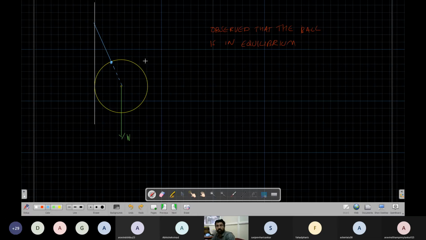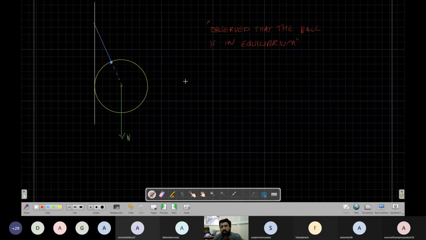Now this is the system which is in equilibrium. Now we have to find the forces acting on the system. It is observed that the body is in equilibrium. It is not moving in the vertical direction. It is not moving in the horizontal direction. That is an observation.